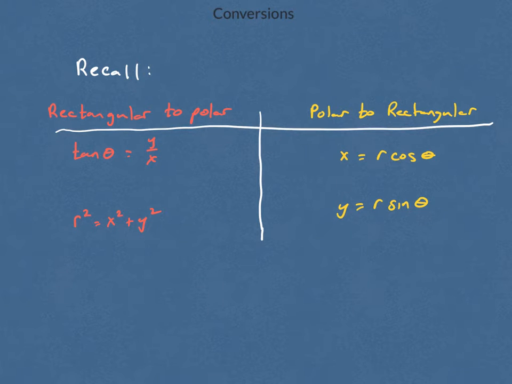Recall now, the first thing I want you to remember is that when we worked with polar coordinates, going from rectangular to polar, we would use the fact that the tangent of theta is y over x. So if I want to go from rectangular to polar, I have to identify r and theta. I know the tangent of theta is y over x, and r squared is equal to x squared plus y squared.